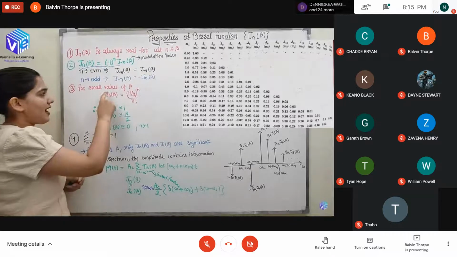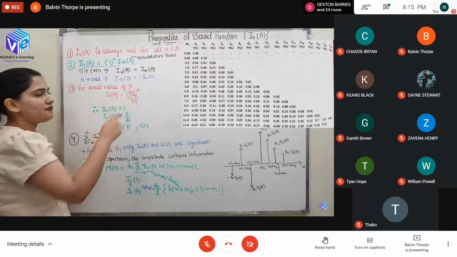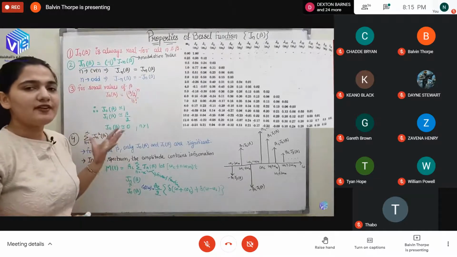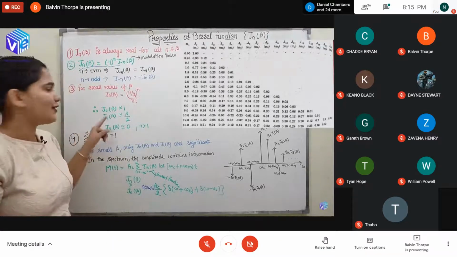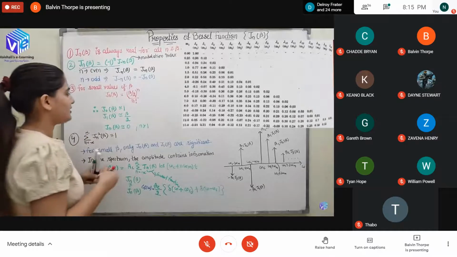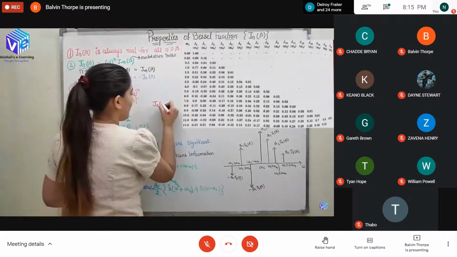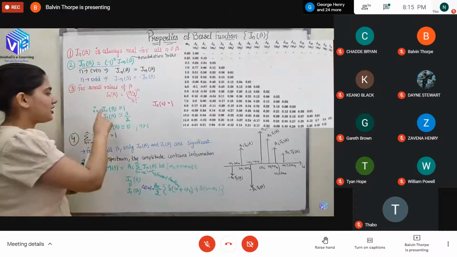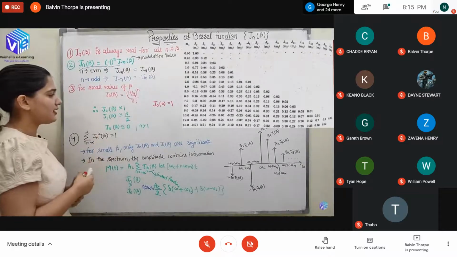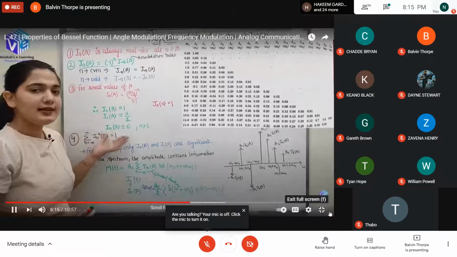So now if I consider the value of beta to be very small, from the graph you can see when the value of beta is 0, J naught of 0 is 1. You can see from the graph. Now J naught of 1 you can see it is also nearly equal to 1.